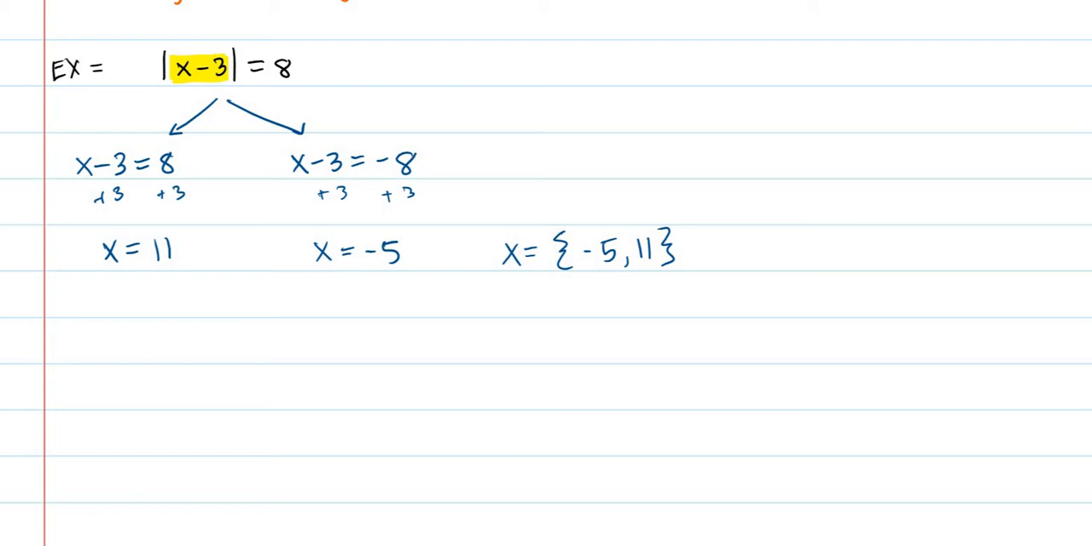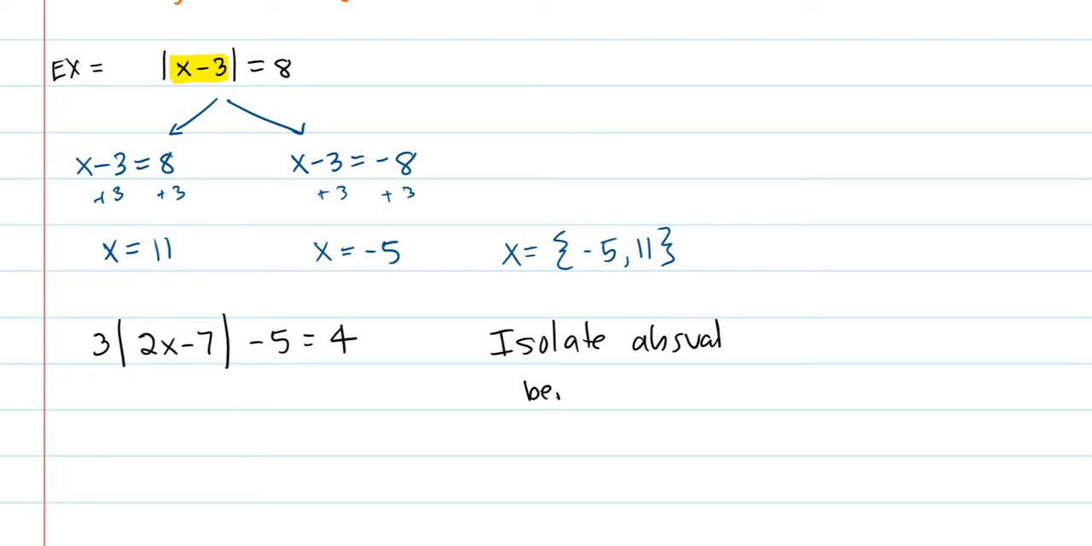So let's do another example where our equations get a little bit more challenging. Say we had 3 absolute value 2x minus 7 minus 5 equals 4. So in order to do this problem, we need to isolate the absolute value before we rewrite it as 2 separate equations.